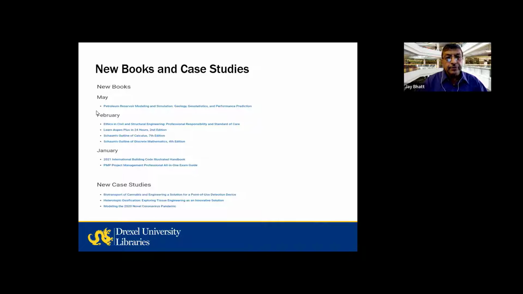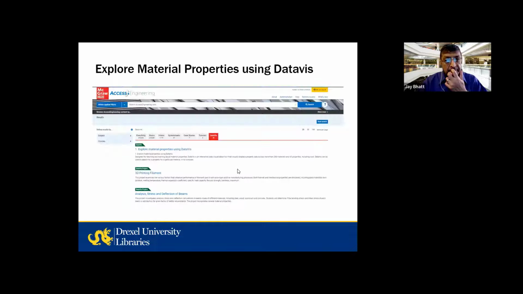When I captured the screenshot earlier, there was one new book available just this month, which is about petroleum reservoir modeling and simulation, geology, geostatistics, and performance prediction; ethics in civil and structural engineering, professional responsibility, which is a very important concept; and there is even information on bioethics available also. Learn Aspen Plus: many of our chemical engineering students would like to learn Aspen. And building codes and new case studies are available as well.